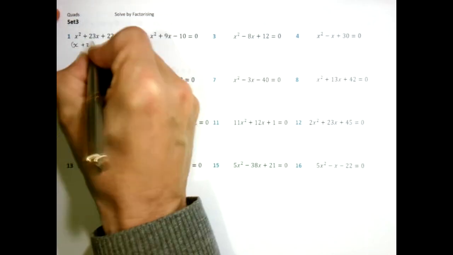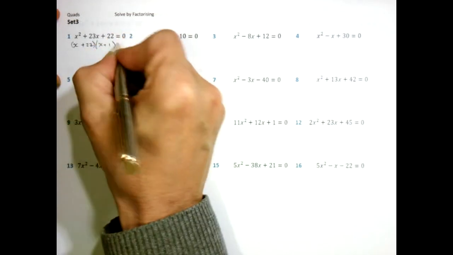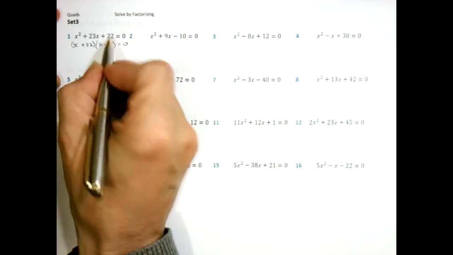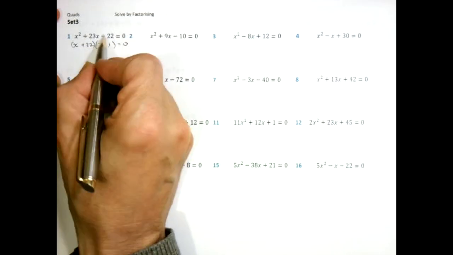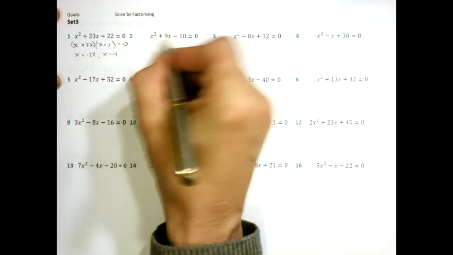x squared plus 23x plus 22 equals 0. 22 is 2 times 11, x plus 22, x plus 1 equals 0. Multiply to 22, add to 23. Signs are the same, they're both pluses. Remember that. x is minus 22, x is equal to minus 1.